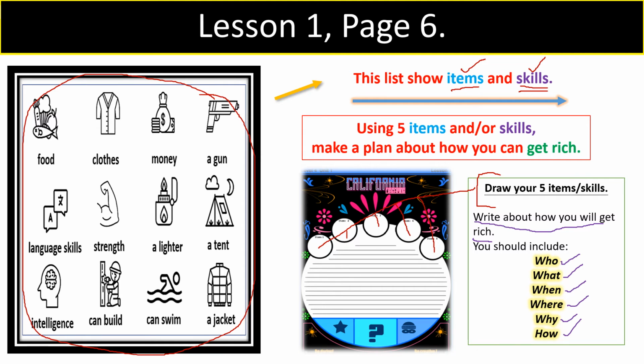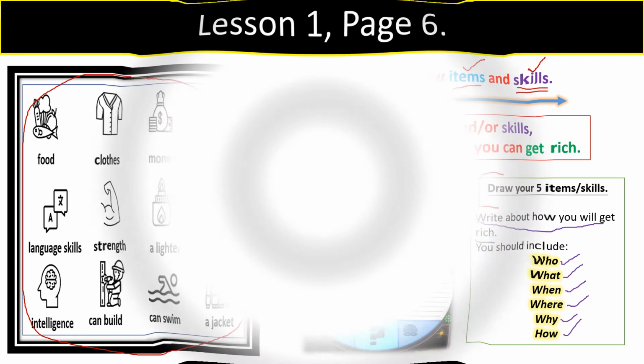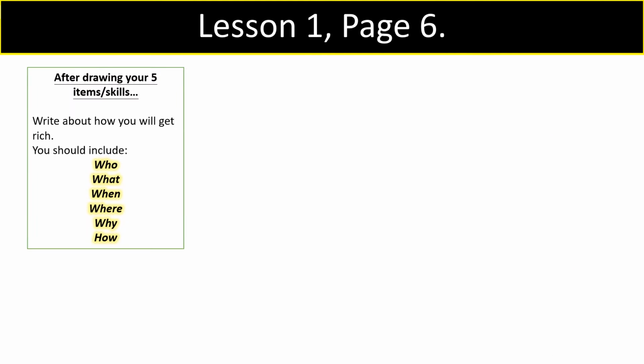Let's move on to the next slide of the PPT, guys. Okay, super, guys. Let's have a look. So what you will have done by now is you will have drawn your 5 items or skills. So now on page number 6 of your module books, we need to continue your writing exercise.